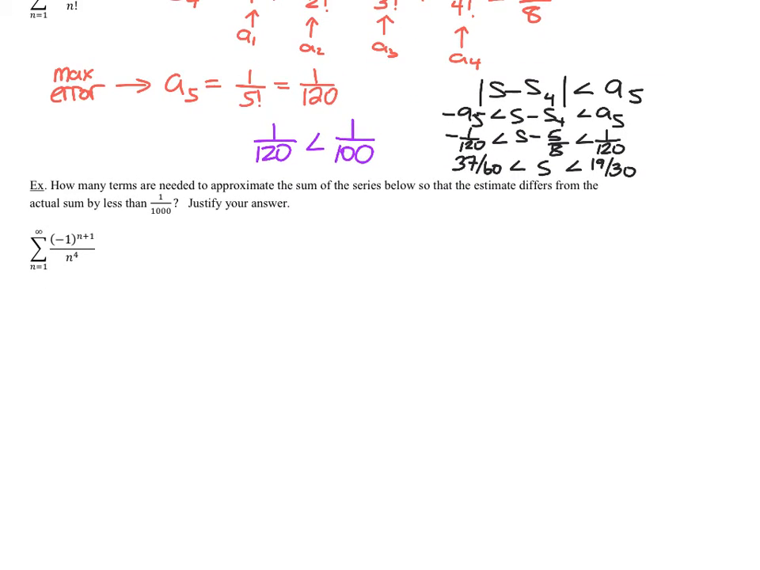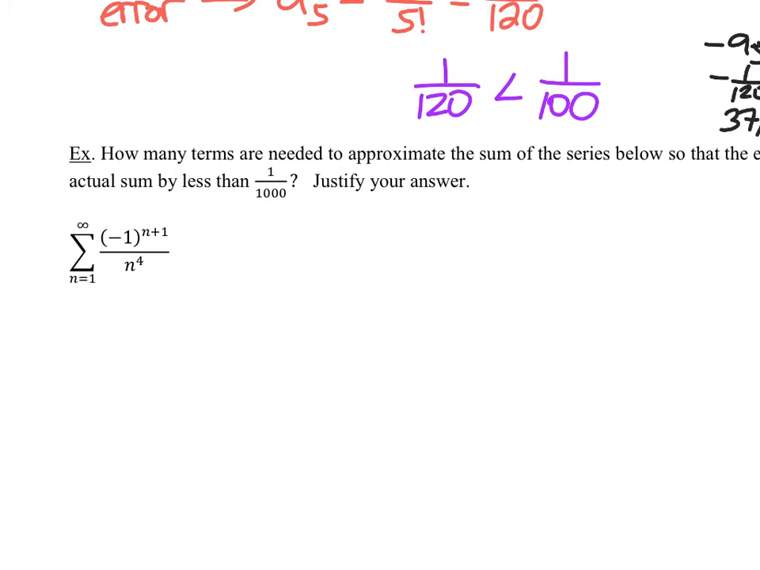All right, but on page 69, the question was for us to determine how many terms are needed to approximate the sum of the series below, so that the estimate differs from the actual sum by less than 1 in 1,000. Right, so 1/1000th of a unit. Justify your answer. So what we do is we just keep expanding until we get a term that has a value that's less than 1 over 1,000. Right? So we know it's going to be an alternating series.